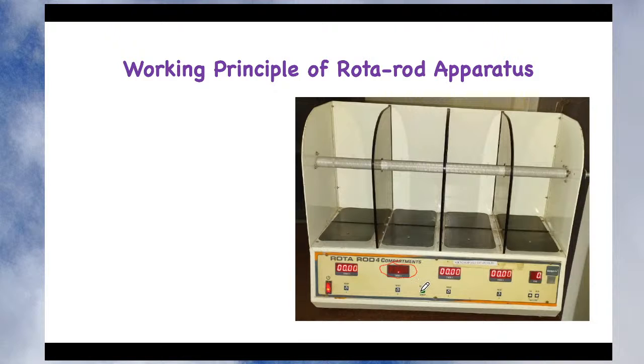So by using this increase or decrease key, you can adjust the speed of the rotating rod. Most of the time you keep the speed of the rotating rod in such a way that a single animal can remain on the rotating rod for at least 1 minute to 5 minutes, isn't it? And you select those animals who remain at least for 1 to 5 minutes.